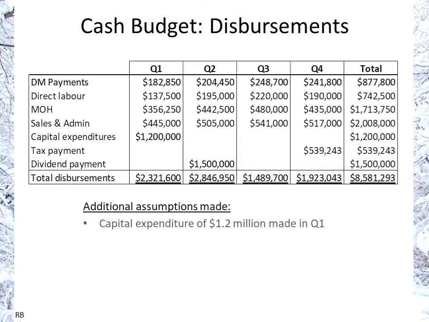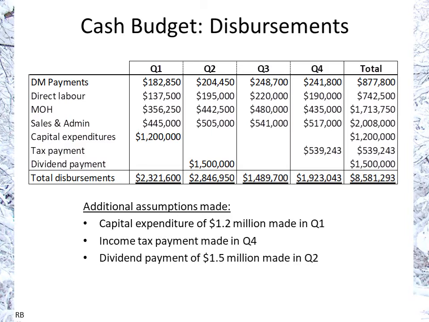So number one is that we have capital expenditures that will be made in the first quarter. That's 1.2 million. We're going to be paying the income tax payment, which you'll see in the calculation for our income statement, how high the tax payment is, income tax. And finally, a dividend payment of 1.5 million, which will be made in Q2.